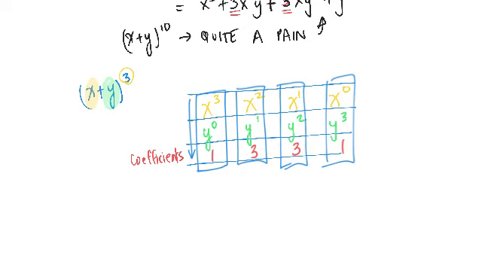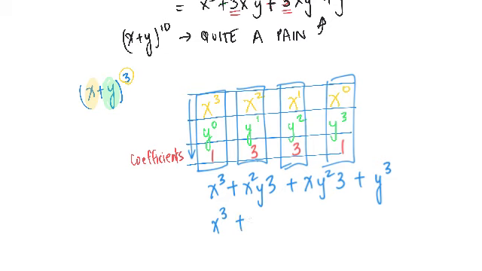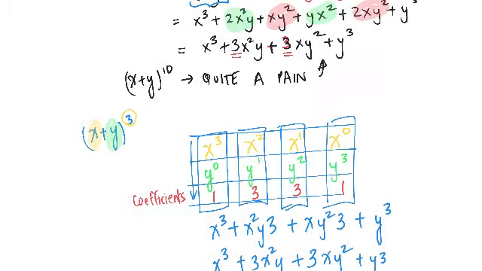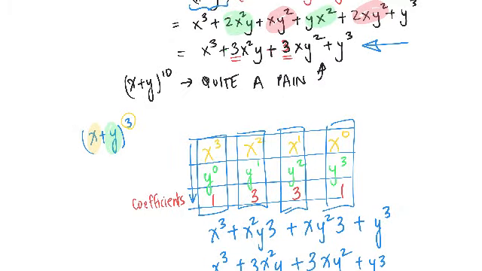Okay, so my final answer will be x cubed times y to the 0 times 1. y to the 0 is just 1, so this is x cubed, plus x squared times y times 3, plus x times y squared times 3, plus x to the 0 is 1, so this is just y cubed. Now if I just rearrange this, then you can see that it's exactly the same answer that we got back here.